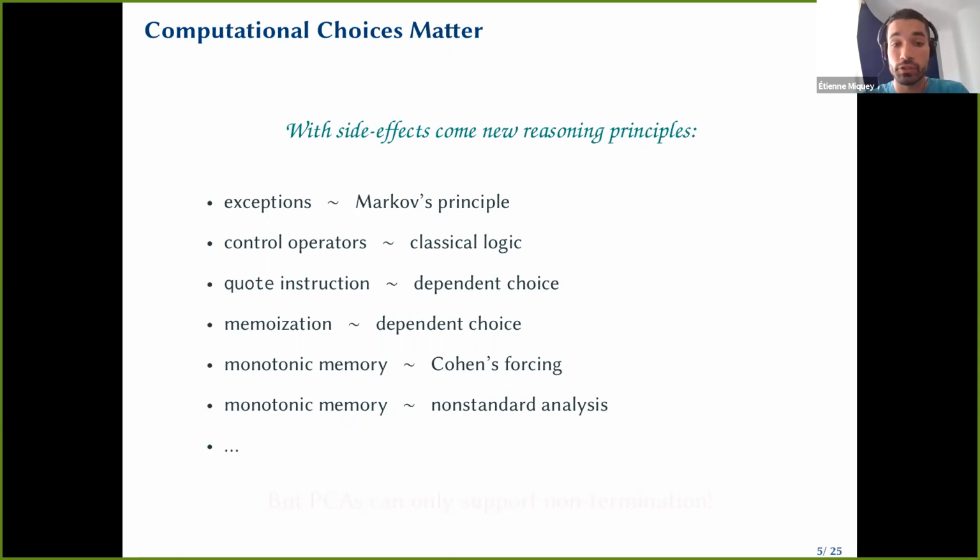So for instance, for dependent choice, you can use memoization or bar recursion, and something which is very different, which is a quote function, to get it. And from a similar side effect, for instance monotonic memory, you can get different reasoning principles, for instance Cohen's forcing or non-standard analysis.